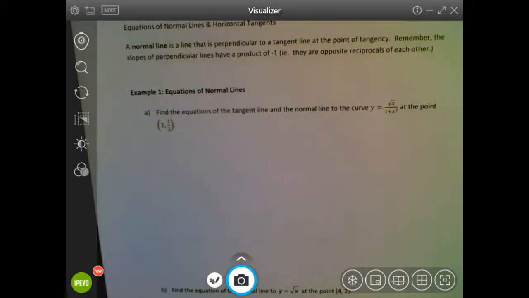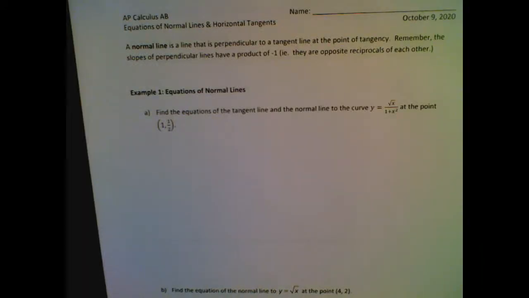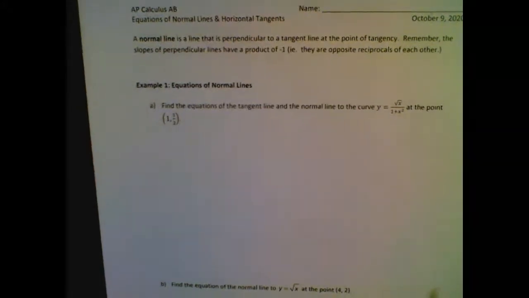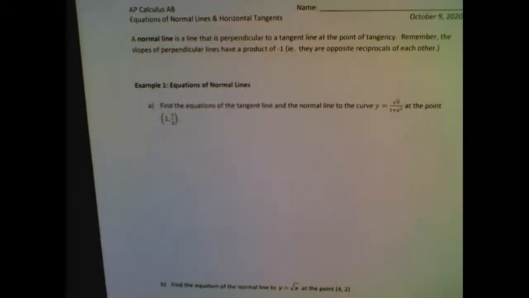Okay, so now that we know how to use the product and the quotient rule and we know about writing equations of tangent lines, we're going to be talking about normal lines and horizontal tangents. So if you'll read the top sentence of our notes, a normal line is a line that is perpendicular to a tangent line at the point of tangency.